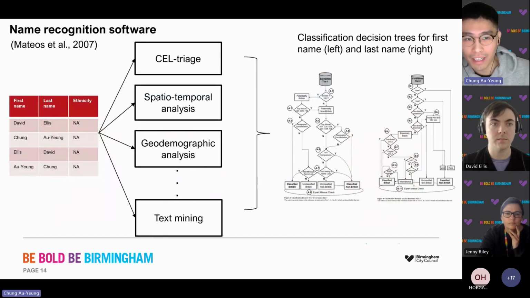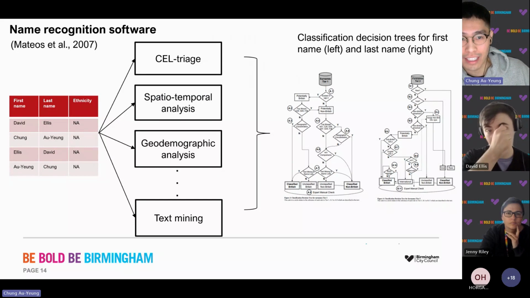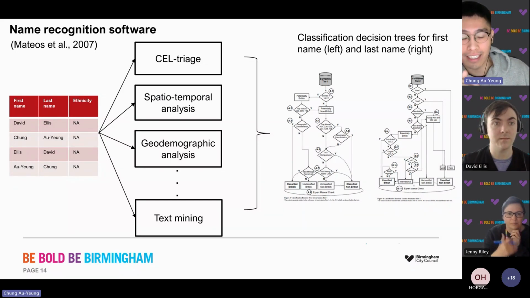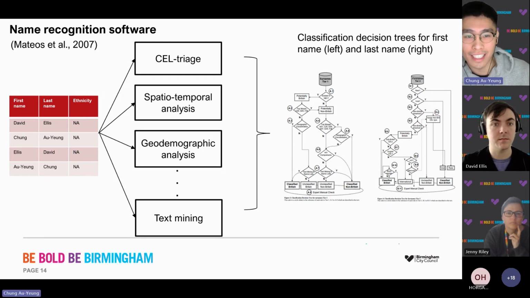The next method is called name recognition software. Neither David nor I are experts in this software, but out of interest we present to you that it is an available method, and I will just very briefly go through it. This method uses different techniques and builds classification decision trees to classify your name. These techniques include CEL triage. CEL stands for cultural, ethnic, and linguistic grouping, and this is a method used to identify clusters of names that have cross occurrence in first or last names.